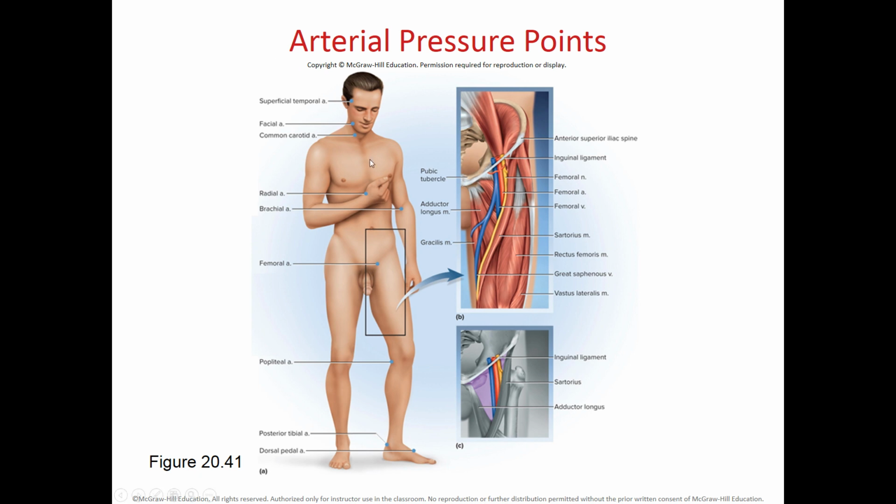And then we can use in the neck the common carotid artery, in the face the facial artery, a little bit anterior to the mandibular angle. We can use here in the temple the superior temporal artery. The brachial artery can be used here in the antecubital area, the femoral artery here in the groin, the popliteal artery behind the knee, the posterior tibial artery behind the medial malleolus, or the dorsal pedal on the dorsum of the foot.